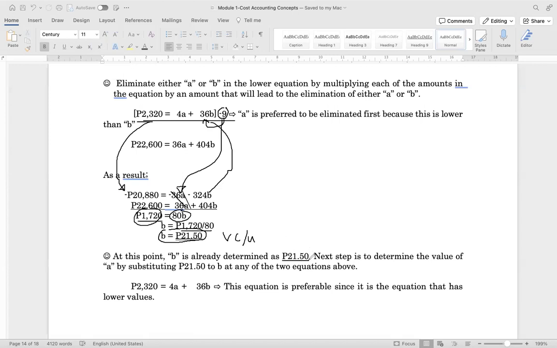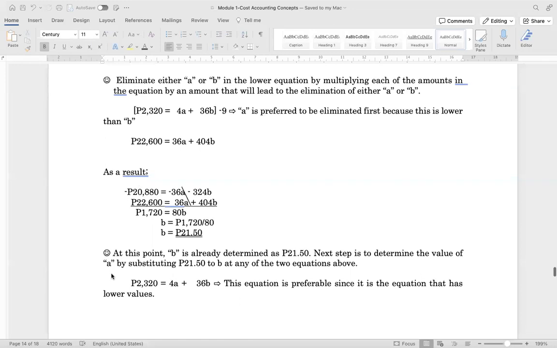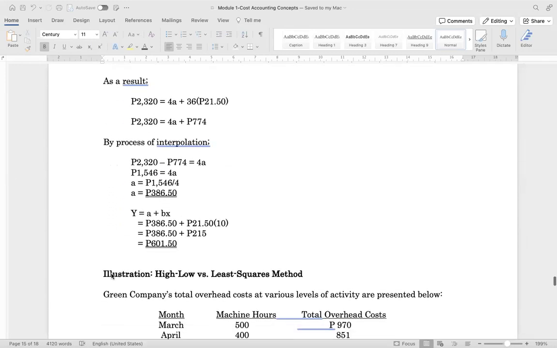The next step is to determine the value of a by substituting 21.5 for b in either of the two equations. Say, for example, we choose 2,320 is equal to 4a plus 36b. Multiply 36 by 21.5, deduct it from 2,320, and divide this by 4 to get a, the amount of fixed cost. So here we have 2,320 is equal to 4a plus 36b, which is 21.5 times 36, 774. Deduct it from 2,320.